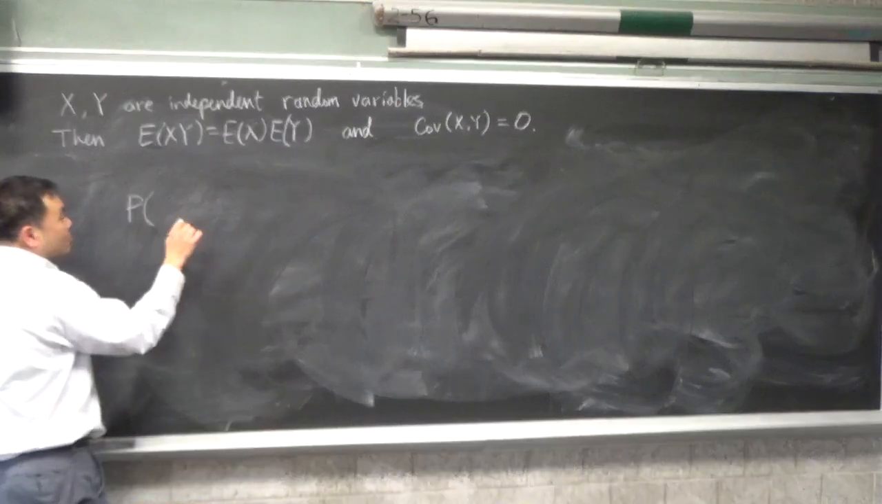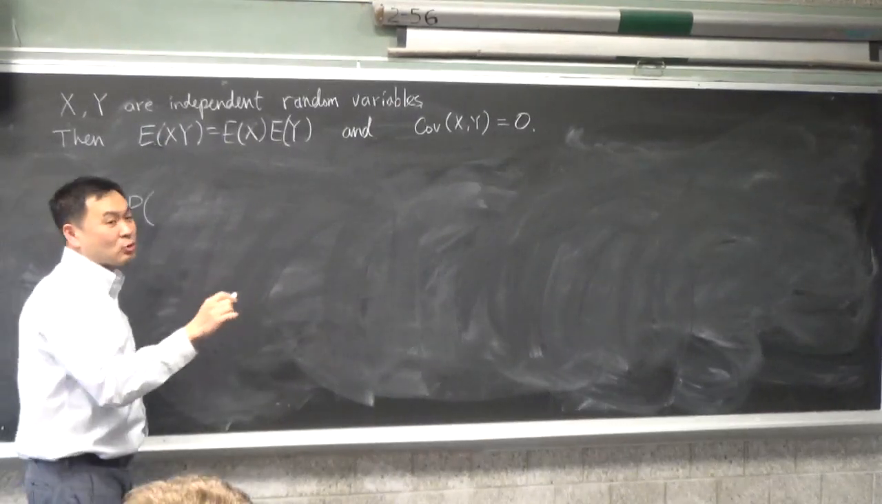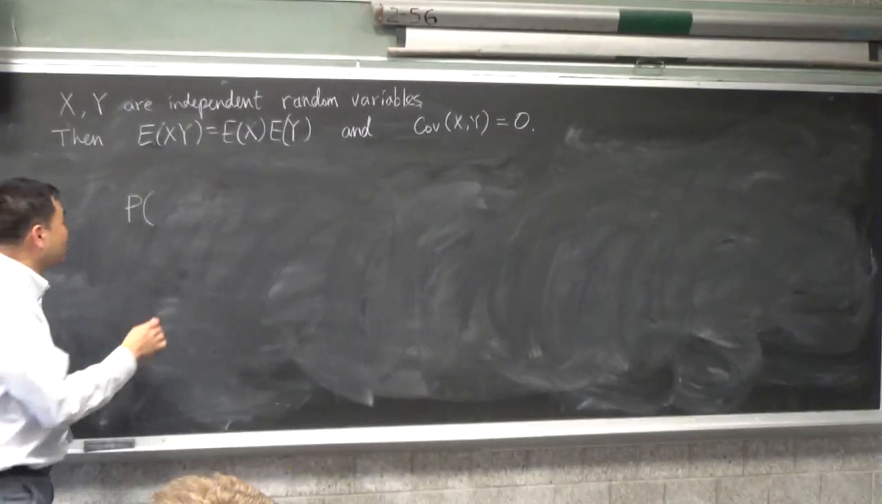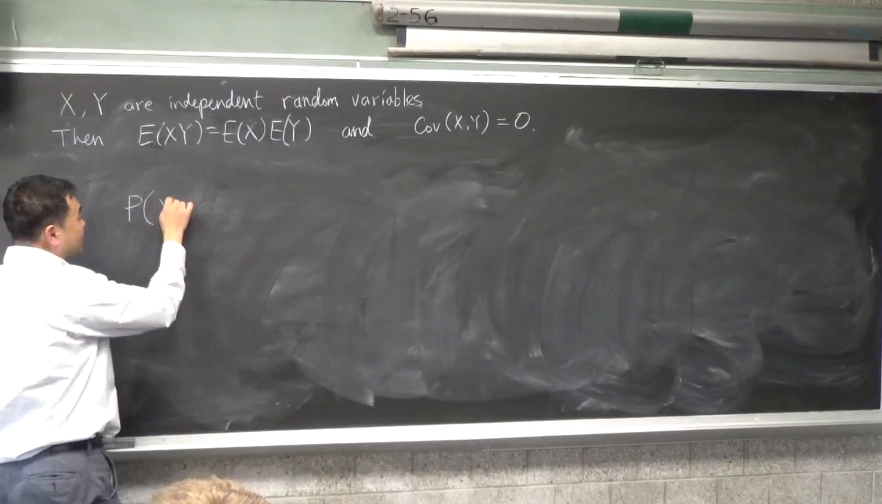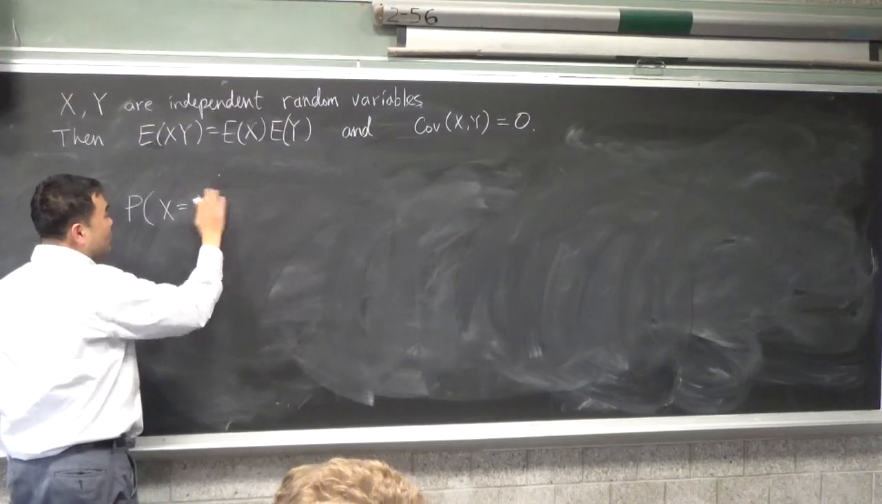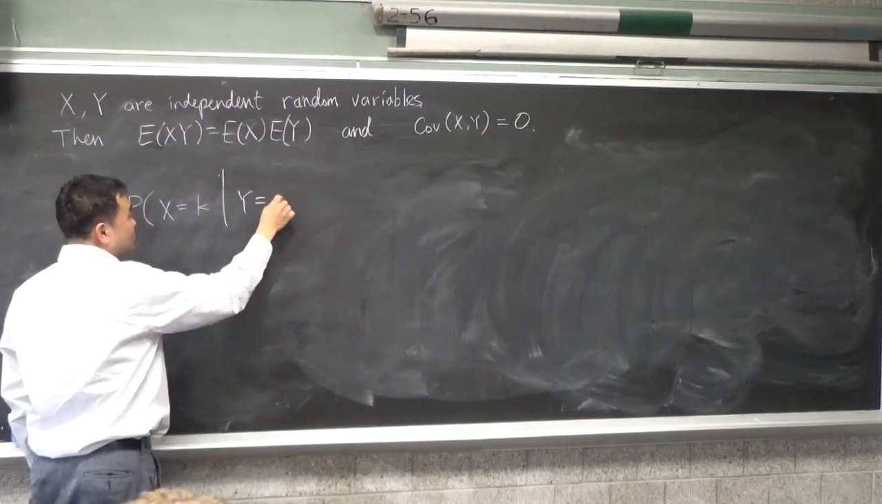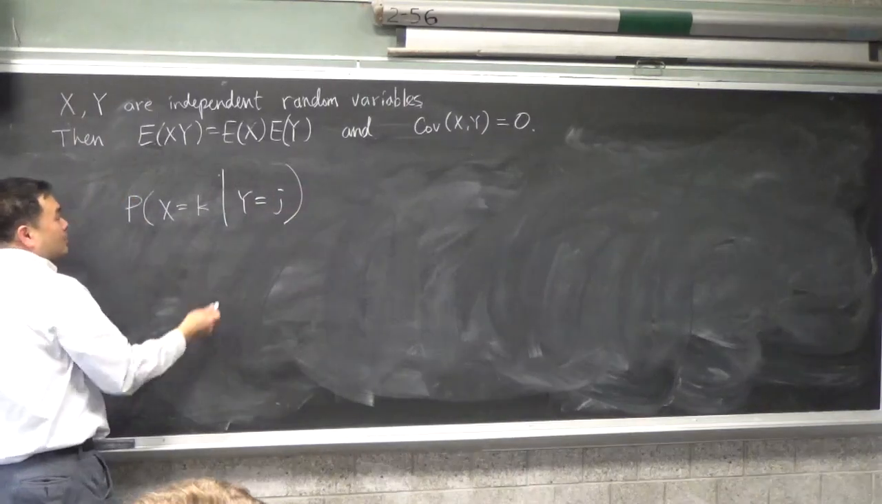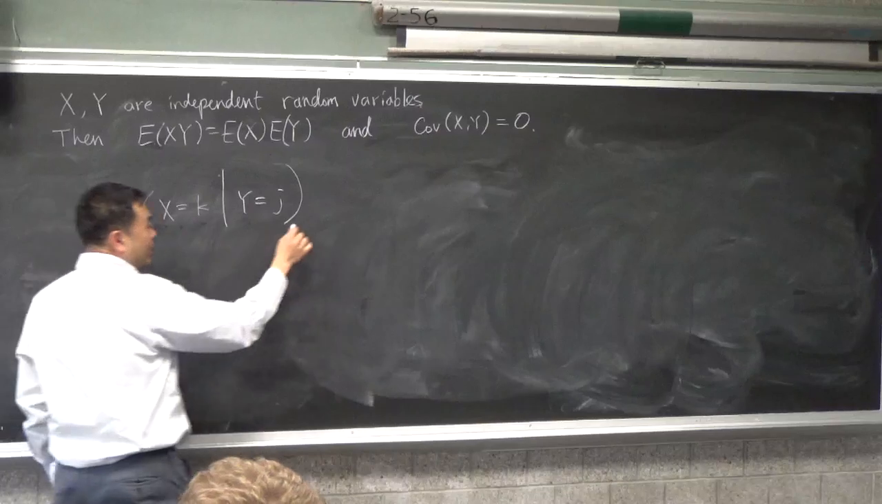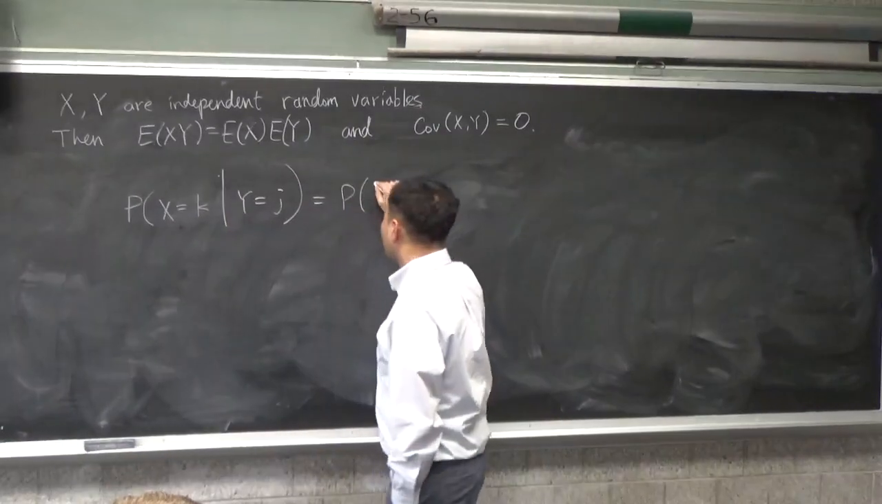We say that X and Y are independent if knowing the outcome of one doesn't tell you anything about the other. So in other words, if you know that Y is equal to some number j, that's not going to change the probability of X being k. So these two are the same.